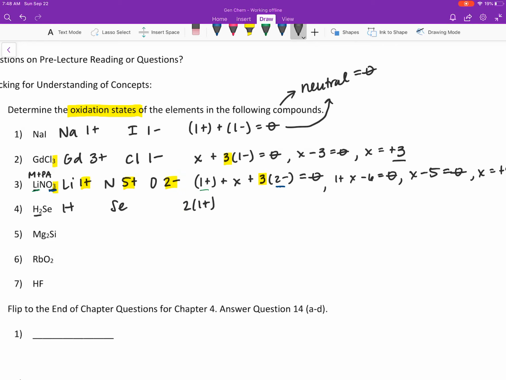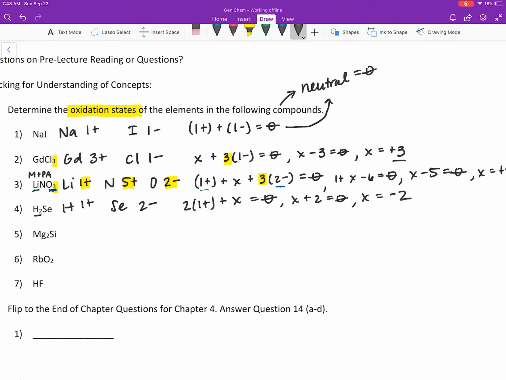And what I'm trying to determine is the charge on this selenide, right? That's my anion. Okay, so plus x equals 0. So you can see that it's going to be x plus 2 equals 0. Subtract 2 from both sides. Gives me a negative 2.